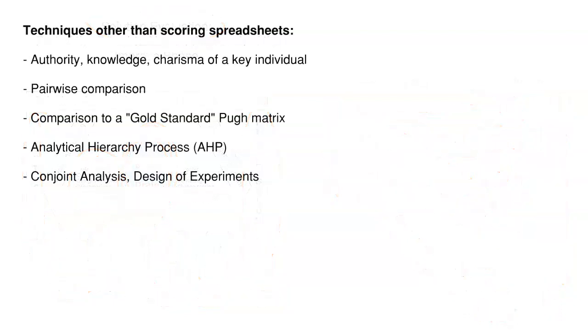There are a variety of other techniques other than scoring spreadsheets that can be used to help evaluate a large list of alternatives. One technique that doesn't require really any data is having a key person, whether they've got authority in the room or unique knowledge in the room or charisma or ability to debate their thought better than others. You can have one key person make the choice for the group. Now, most organizations prefer something that is a little bit more scientific method or data-driven in its approach, but that one key individual is an option.